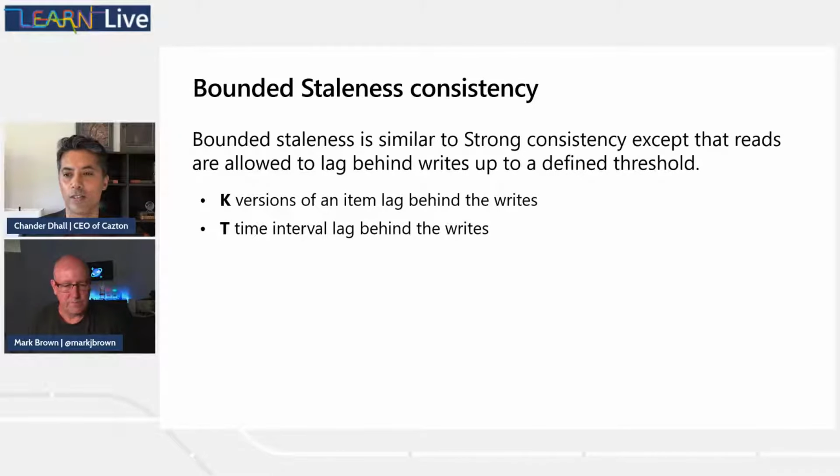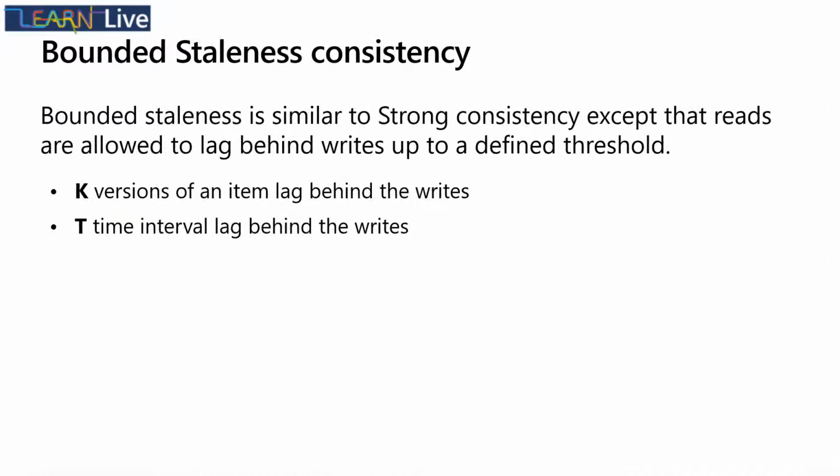So if you look at the numbers, think of bounded staleness as exactly similar to strong consistency, except reads are allowed to lag behind the writes up to a certain threshold. And what's that threshold? For example, for a single region, the minimum value of K, as you see up there, K versions of an item lag behind the writes, that is basically 10 write operations. And T, which is the time interval lag behind the writes, is just 5 seconds.